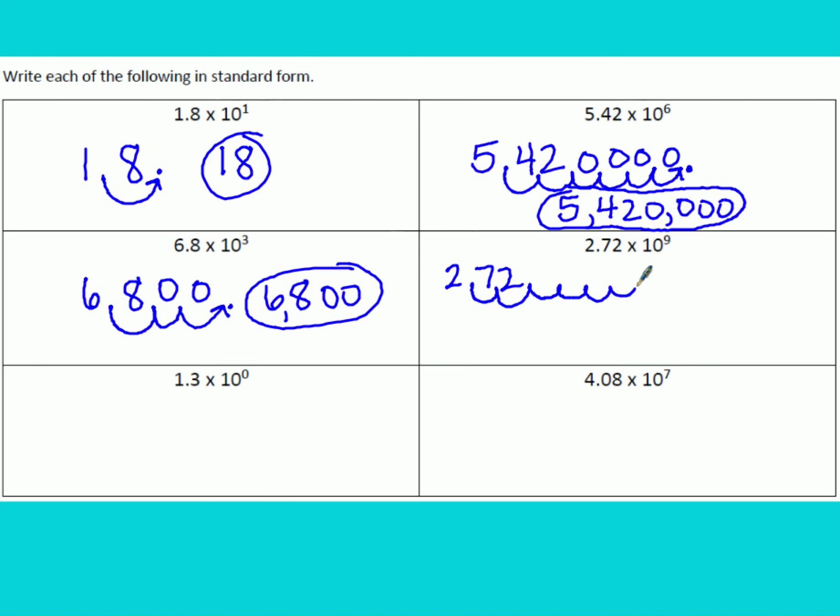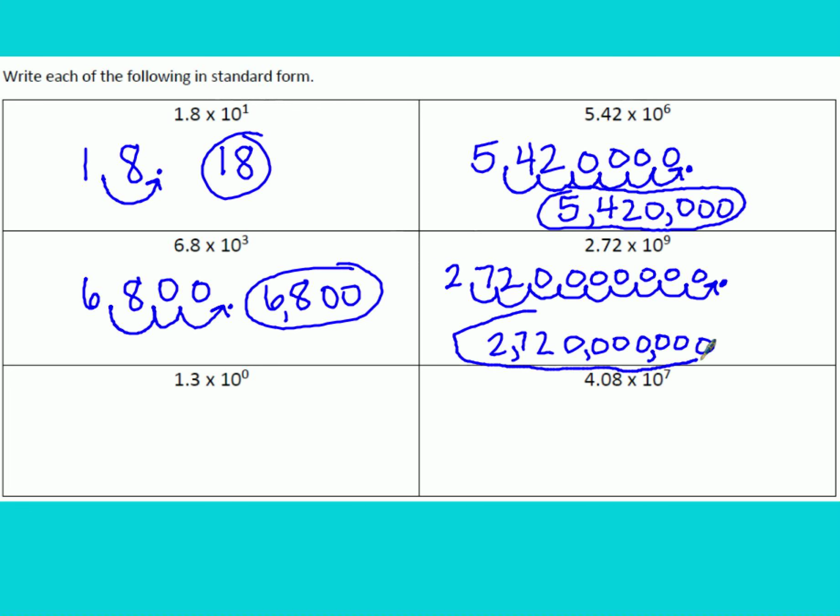3, 4, 5, 6, 7, 8, 9. We put our decimal here. That means we fill in all of our extra loops here with zeros. And if we rewrite that number without the loops, that looks right. We put our commas in to see what number we've made. We have 2,720,000,000 as our number there. So that made a really big number with that larger exponent there.